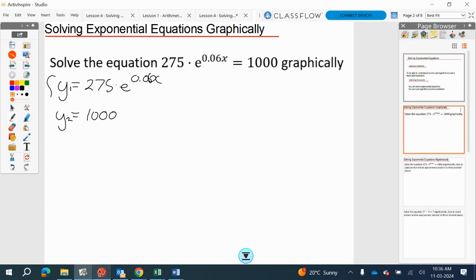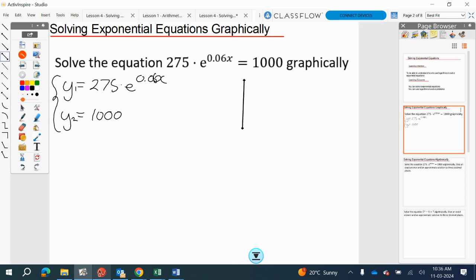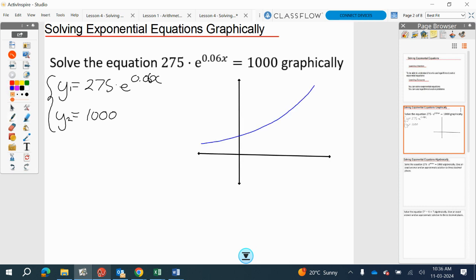21.5. So if we're solving this equation, we need to show a method. Our method is to show the graph that we have drawn, like this. We have y equals 275 times e to the 0.06x. We have y equals 1,000. We have our intersection at 21.5, 1,000. So your method points for this type of question would be to successfully draw this graph. The graph should look like this.